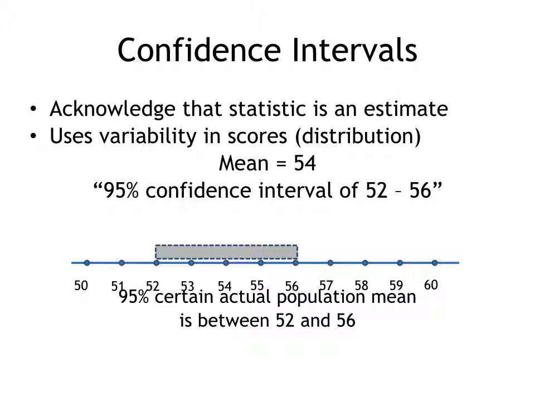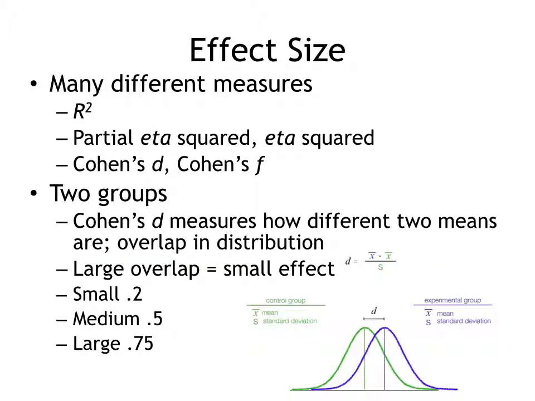A lot of confidence, but at least acknowledging that it's an estimate, and not saying that the mean is 54, and that will hold true for the population. A lot better to use a confidence interval, and not nearly enough researchers actually do this.